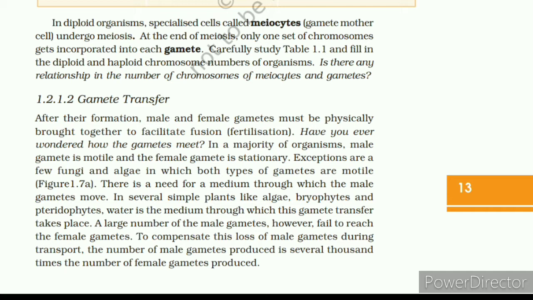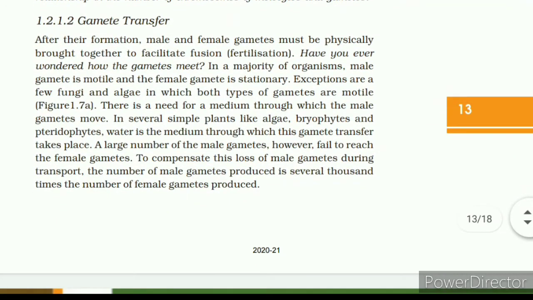A large number of male gametes, however, fail to reach the female gametes. To compensate for this loss of male gametes during transport, the number of male gametes produced is several thousand times the number of female gametes produced. In seed plants, pollen grains are the carriers of male gametes and ovules have the egg. Pollen grains produced in anthers therefore have to be transferred to the stigma before it can lead to fertilization. In bisexual, self-fertilizing plants, for example peas, transfer of pollen grains to the stigma is relatively easy as anthers and stigma are located close to each other.